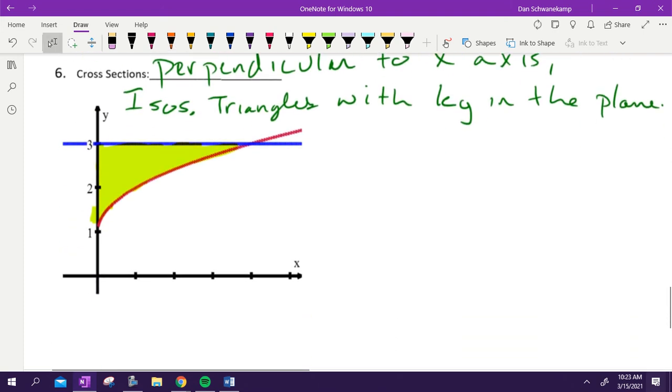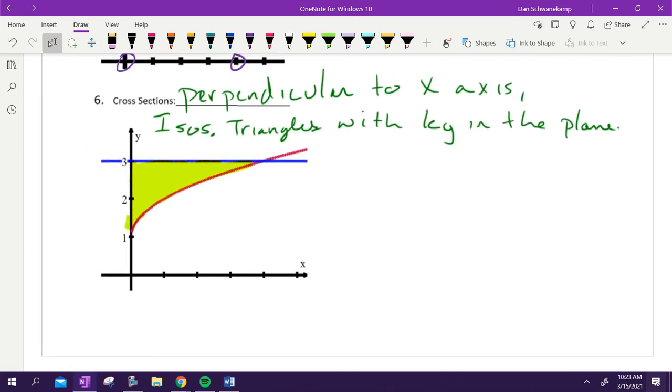Last part. Okay, we're doing that shaded region right there. But this time, that's the base of a solid. Our job is to find the volume where the cross sections are perpendicular to the x-axis, and you've got isosceles right triangles. They would write it out better than what I just said out loud, but that's the idea. So we're trying to find volume. What do we do? We integrate the area.